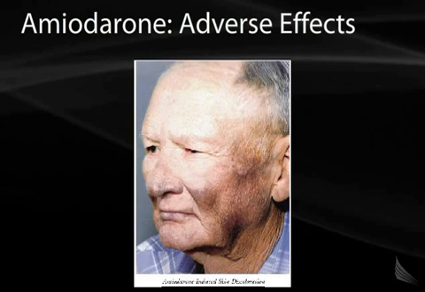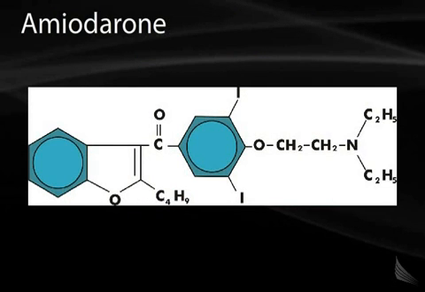Here we see a patient that's been taking amiodarone. The sun-exposed areas of his face have developed a bluish tint. And as you can see, the drug amiodarone has a nucleus that has a benzene ring with 2 iodine molecules attached that resembles thyroid hormone.